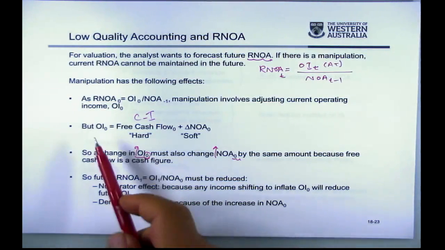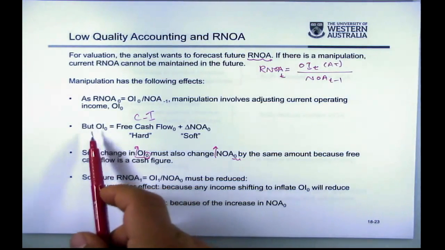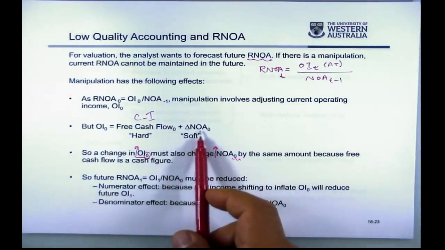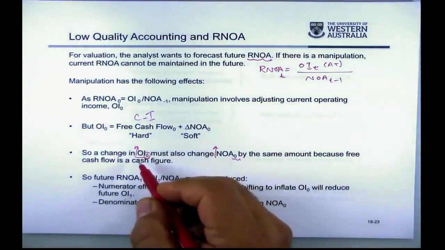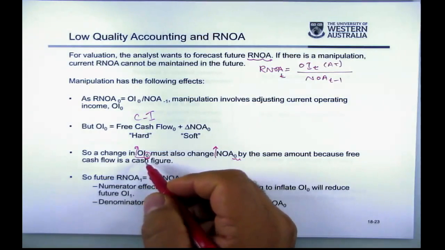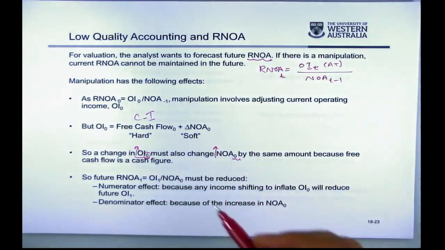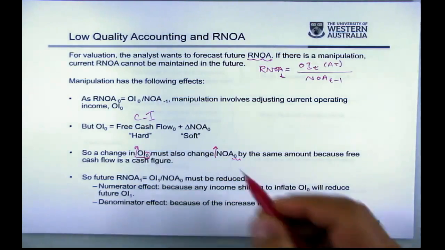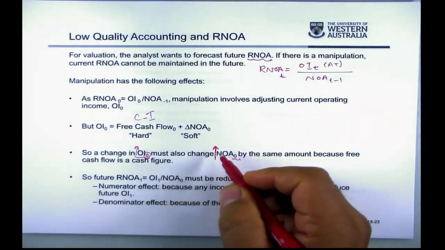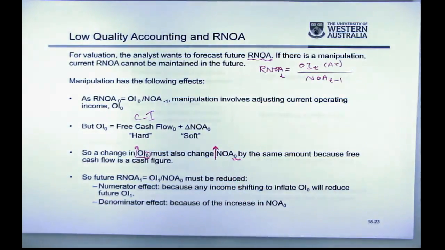So if there is any manipulation to the operating income, it will be associated with a manipulation in the contemporary net operating assets. So if the firm inflates the current operating income by, let us say, 1,000, inflated means exaggerated the number or increased the number unfairly, that will be associated with a similar increase in the contemporary net operating assets.